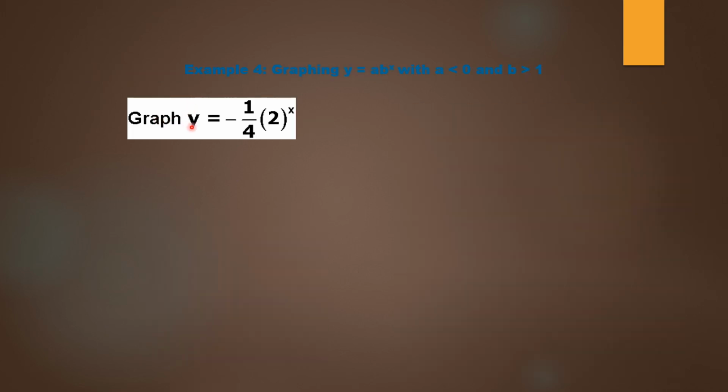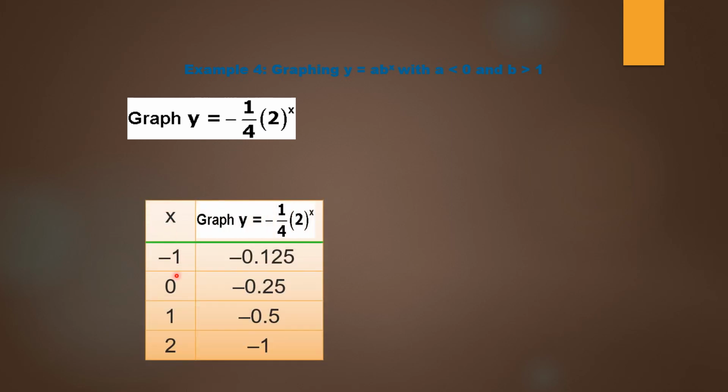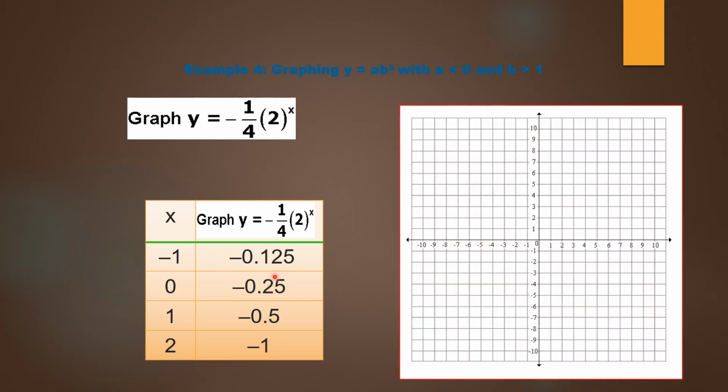Another example here, y equals -1/4 times 2 to the power of x. To graph this exponential function, we have to make a table as we said before. Start with 0 and write at least one number before 0 and at least two numbers after 0. Okay, then find the values of y. Then the values of y will be -0.125, -0.25, -0.5, and -1. So I'm going to locate these points in the right graph.